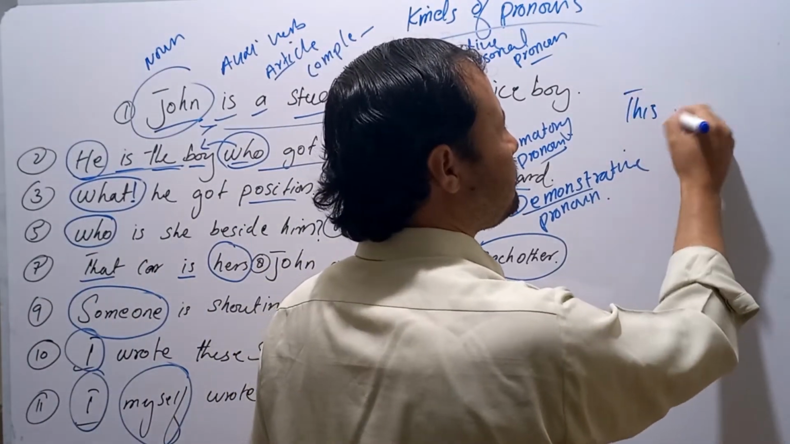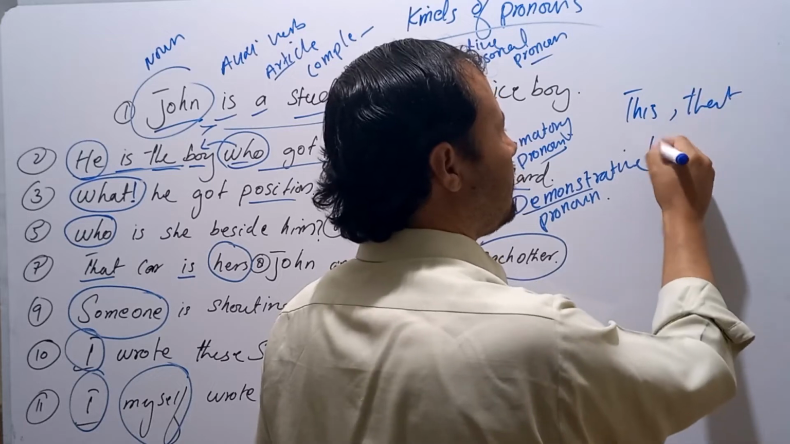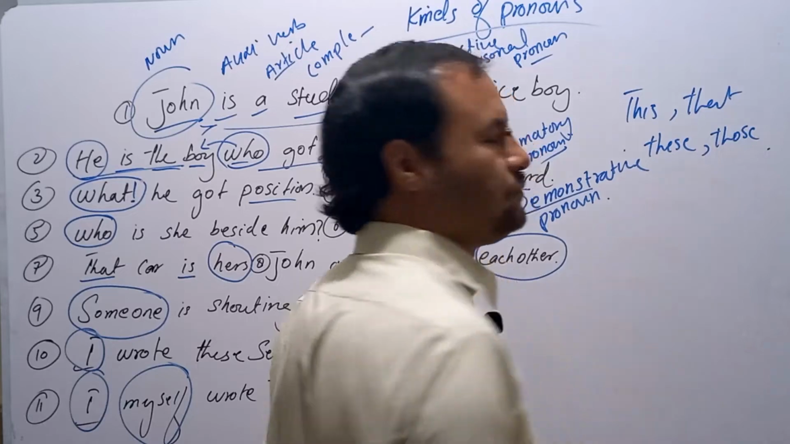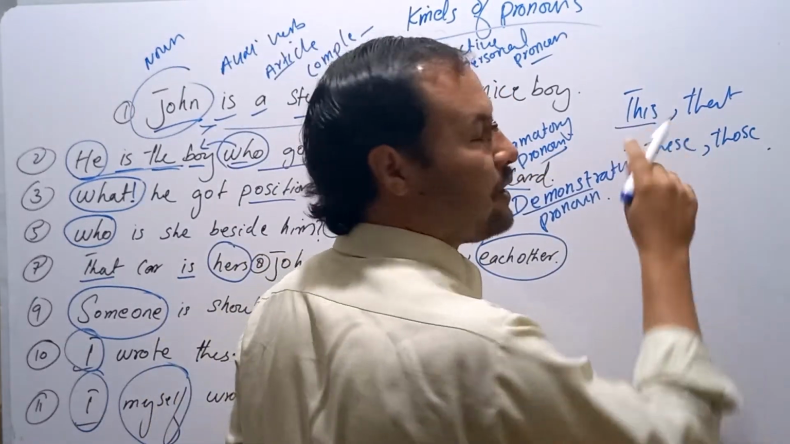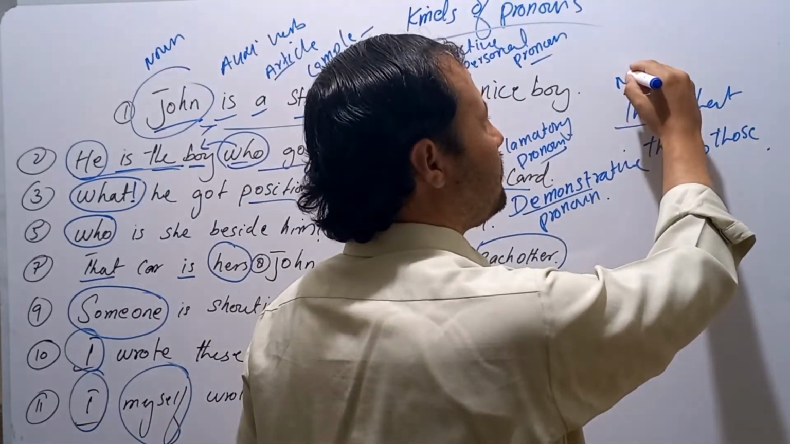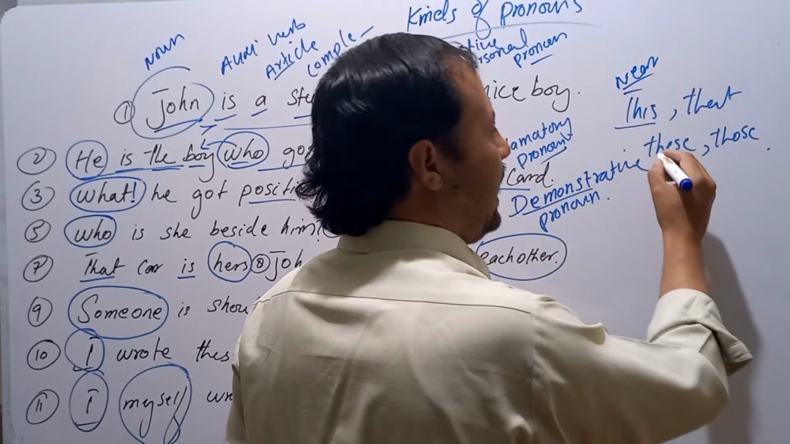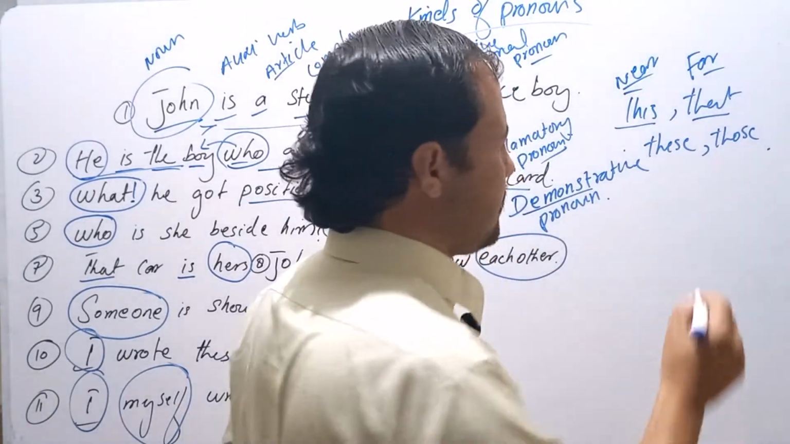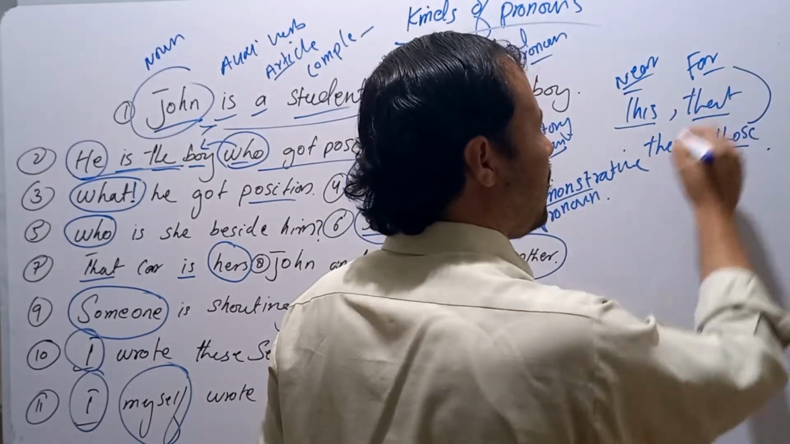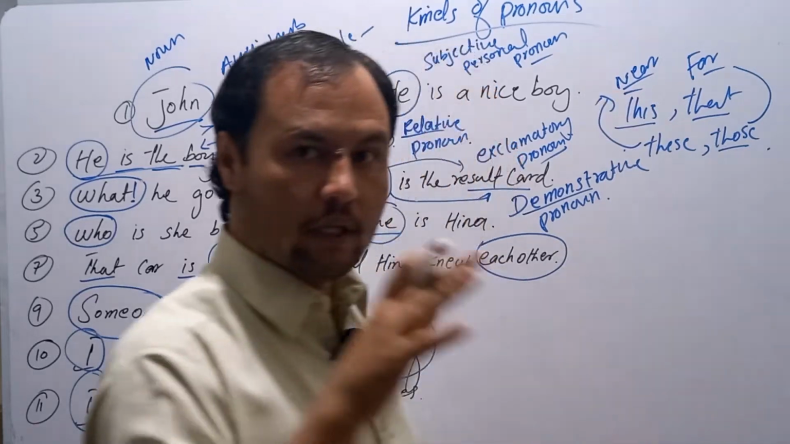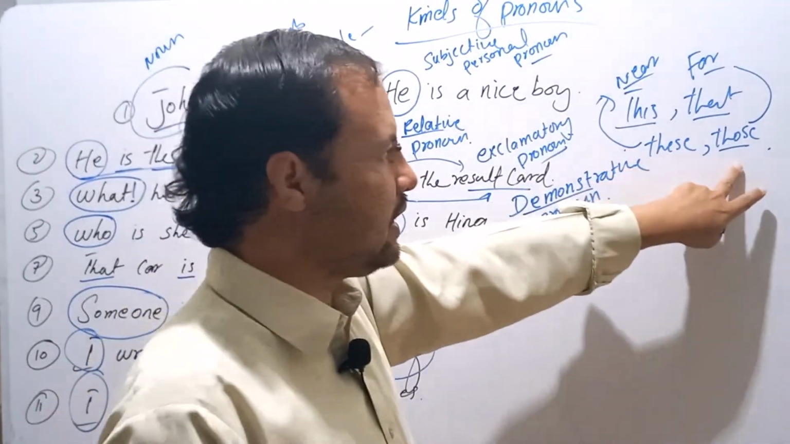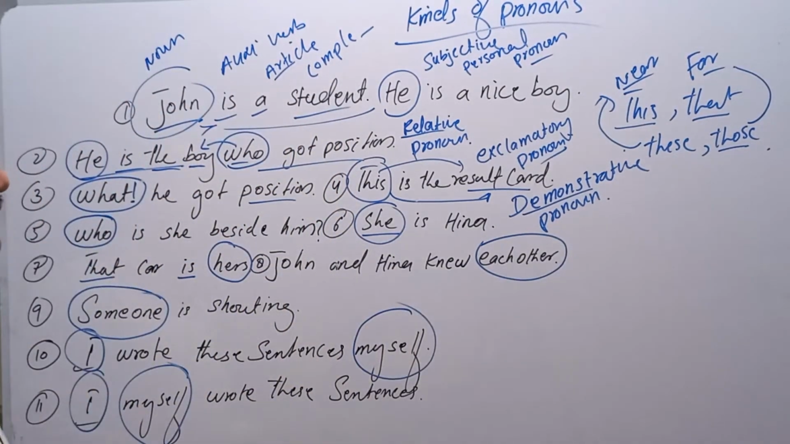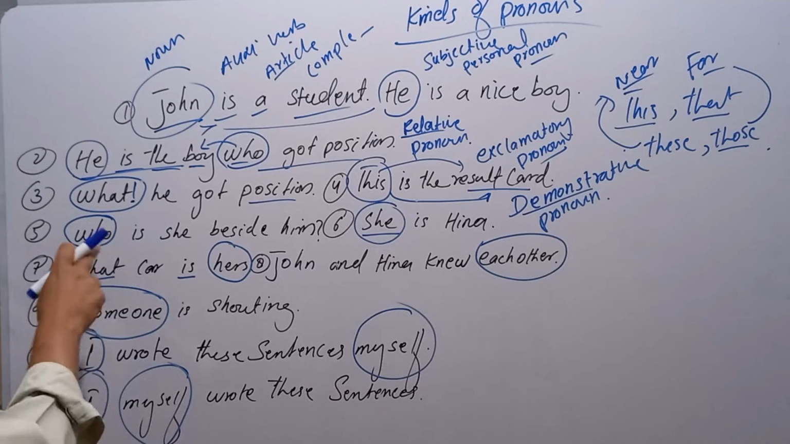This, that, these, and those. This is used for the singular, near thing, something which is near. Okay, and that is used for singular things which are far. Those we also use for the far, and this also we use for the near thing. These for plural and those for plural things. That's called demonstrative pronoun. Okay, now we will move to the next sentence, who.